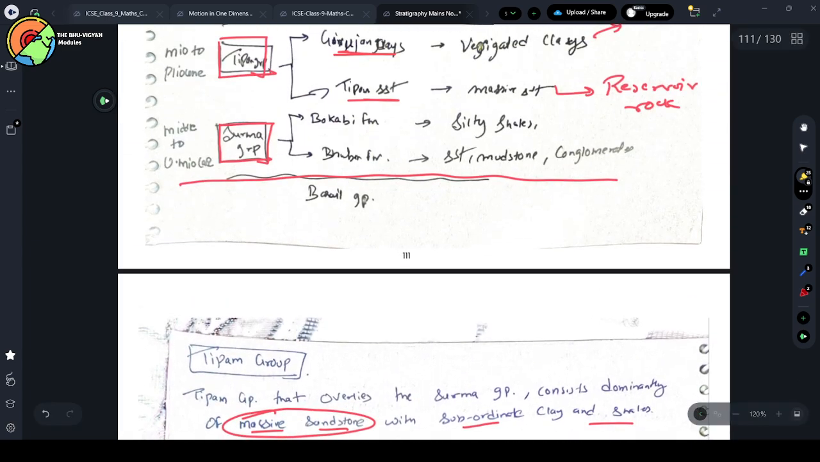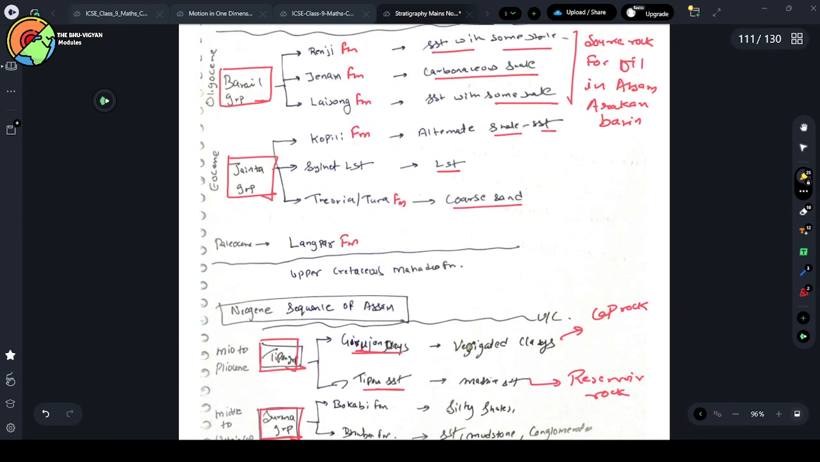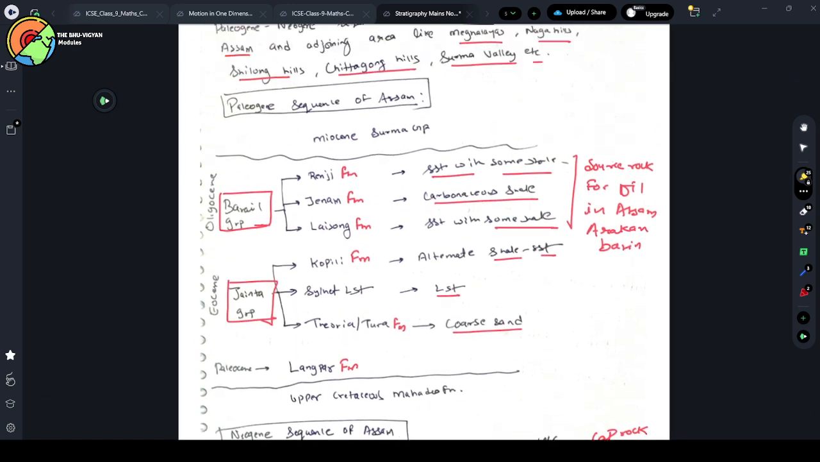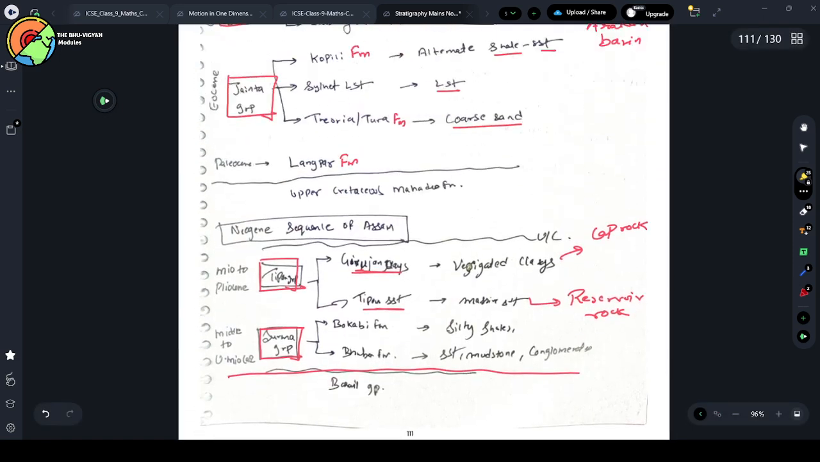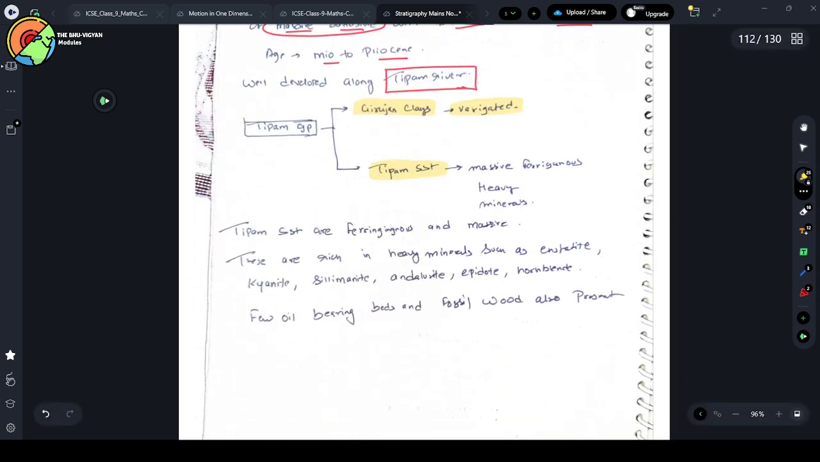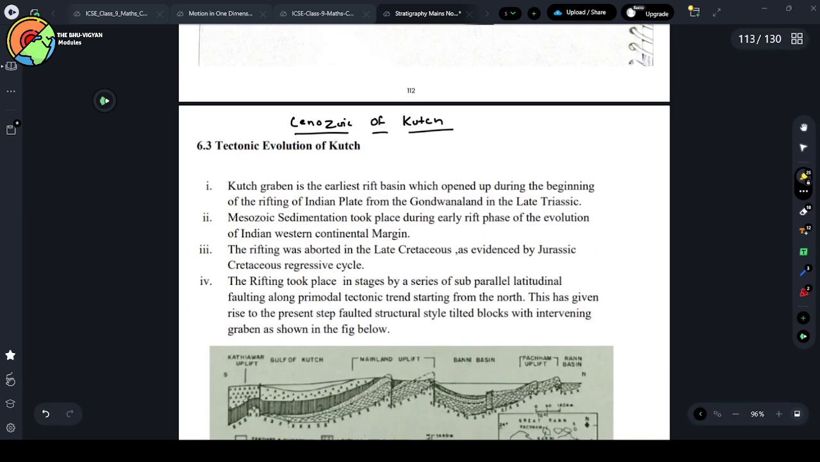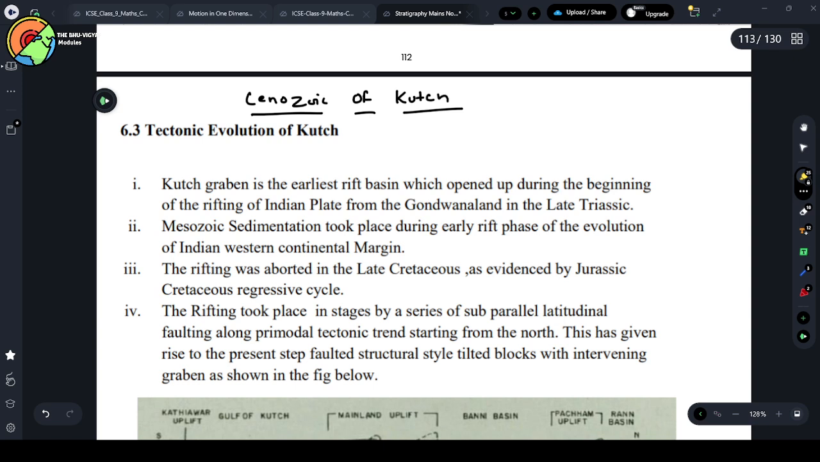So this question came in GSI mains 2023 for 10 marks. So I have written it like a 10 mark question only. So we have completed the Paleogene Neogene sequence of the Assam. Now we will move to the Cenozoic of Kutch.